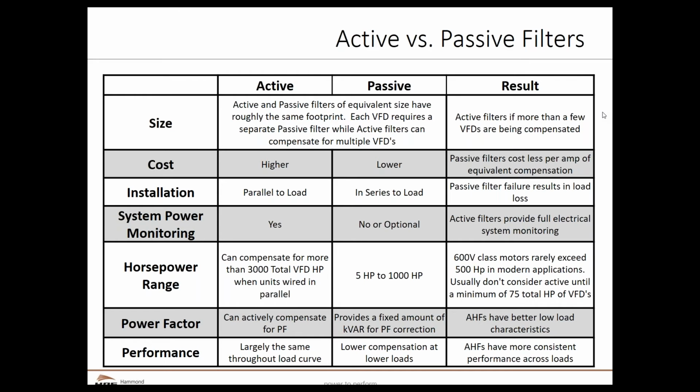If there are a small number of VFDs or the VFDs total less than about 100 horsepower, then passive filters will be the most cost-effective solution. The biggest disadvantage of active harmonic filters compared to passive filters is the initial cost, which is often higher unless there are a significant number of VFDs. Active filters will cost more than passive filters per amp of corrective current.